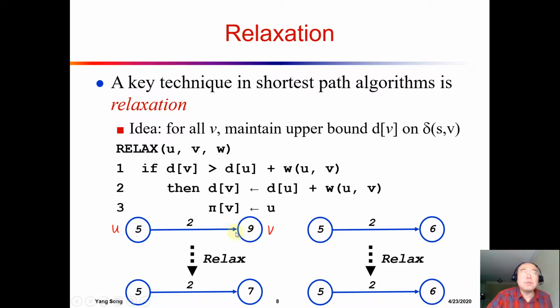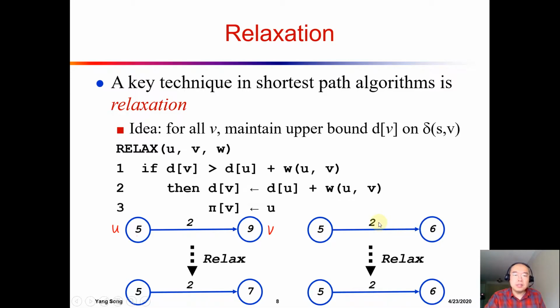And then this means if we want to get to v, we can first get to u, and then from u to v there is a cost of 2. Then we can reduce the cost of getting to v to 7, right? So that is a new shortest path we have found to get to v. And in another case, du is 5, dv is 6, and the cost is 2.